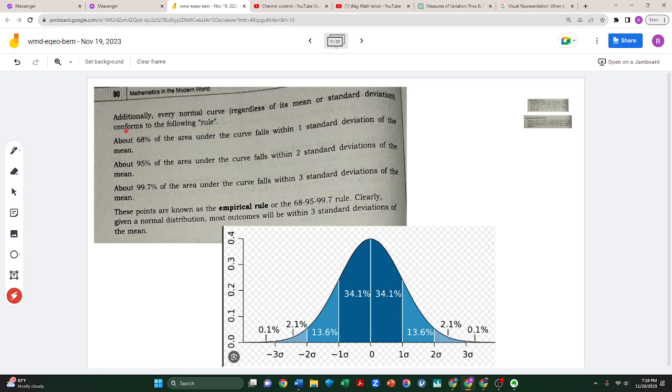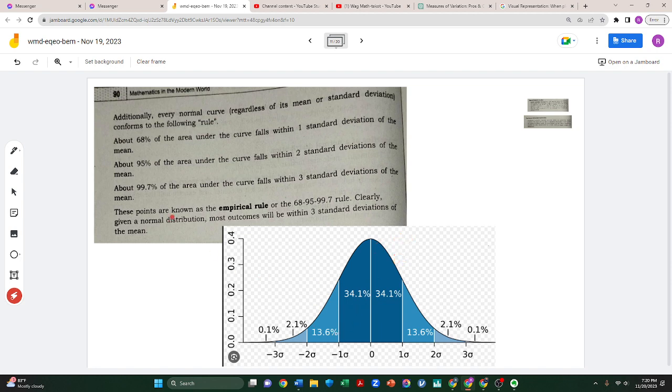So additionally, every normal curve, regardless of its mean and standard deviation, conforms to the following rules. 68% of the data under the curve falls within 1 standard deviation of the mean. So within 1 standard deviation of the mean, which is represented as 68%, because 34 plus 34 is 68.2. Okay, 68.2 percent, which is one standard deviation, represented as 68%.